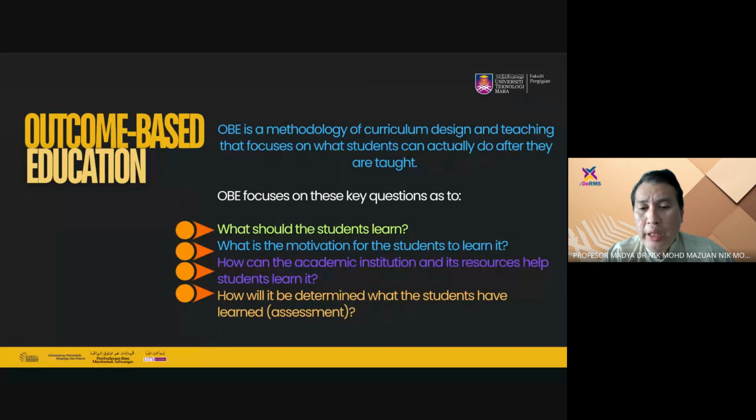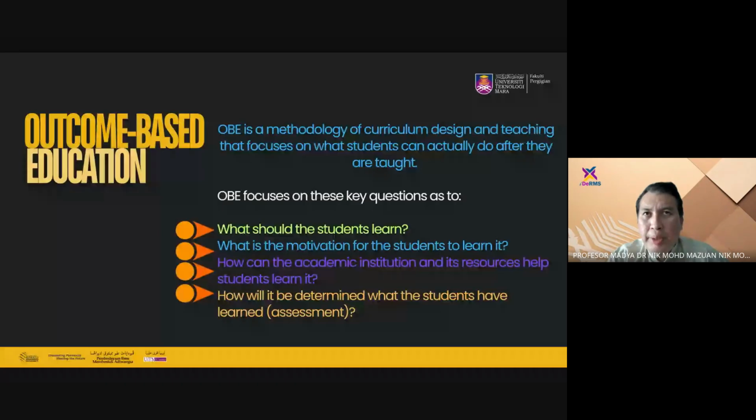And then lastly, how will it determine what the student has learned? That is about assessment. How we assess is very vital to ensure we have achieved the outcome. We need to assess whatever outcome we put in. The concept here is a measurable outcome. Whatever we put in the learning outcome should be measurable, even for a bigger knowledge, a bigger perspective. We need to think about how to measure.